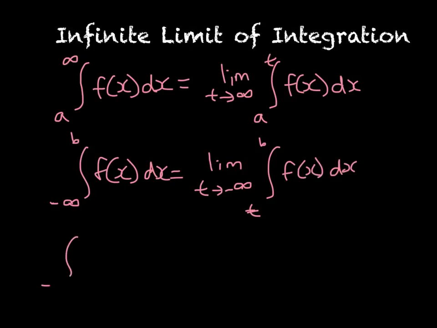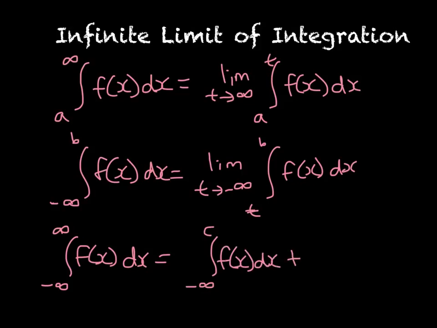And lastly, if we want to go from negative infinity to infinity, we're going to have to choose some random number c and take the integral from negative infinity to that number c and add it to the integral going from c to infinity. Now c can be any number you want it to be, and usually you try to choose something that'll make the integrals easier to evaluate.